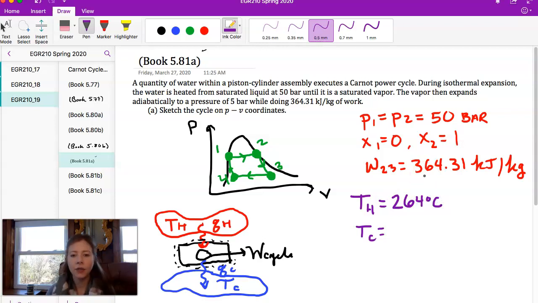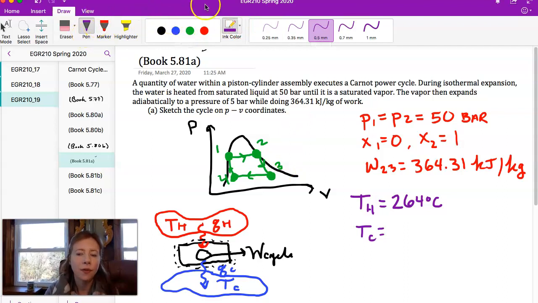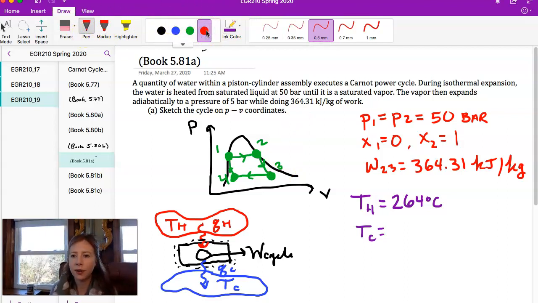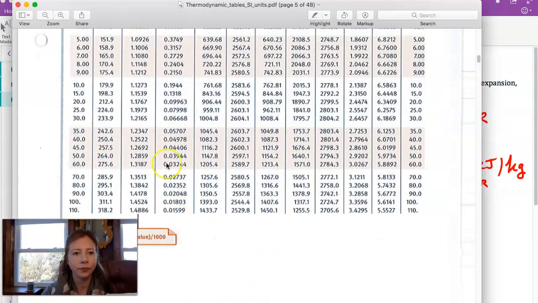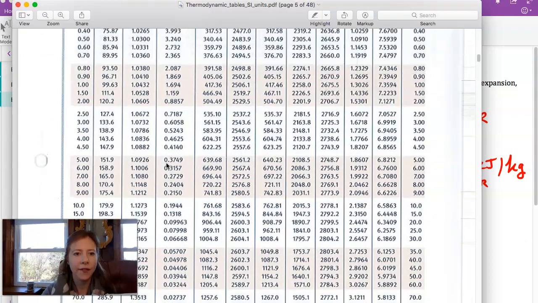And TC, let's look up that one now. So we're given, let's see, we're given P3. Let's write that down, and P4. So we know that P3 is equal to P4 is equal to 5 bar. Okay, so let's look up 5 bar in our table. And we can see at 5 bar, our temperature is going to be 151.9 degrees Celsius.